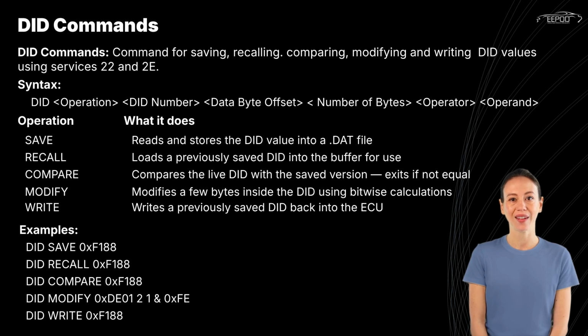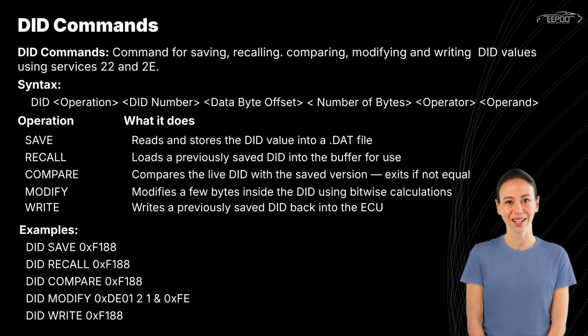DID write. This command takes a DID value that was previously saved in a .dat file and writes it back into the ECU. Example: DID write hex F188. This uses service 0x2E to write the value. Great for recovery if a flash wipes out your part number. It's especially powerful because it can run even when the ECU isn't fully operational. FSCRIPT uses the saved bytes directly.